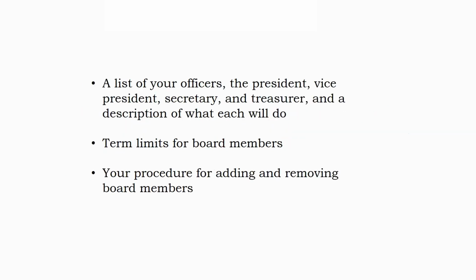A list of your officers. This includes who the president, vice president, secretary, and treasurer will be, and a description of what each person will do. The term limits for your board. How long are board members allowed to serve? Your procedures for adding and removing board members.